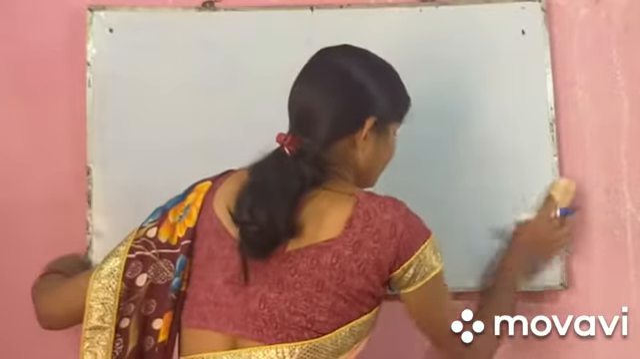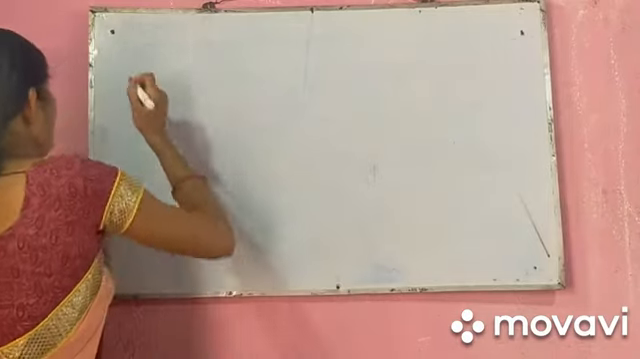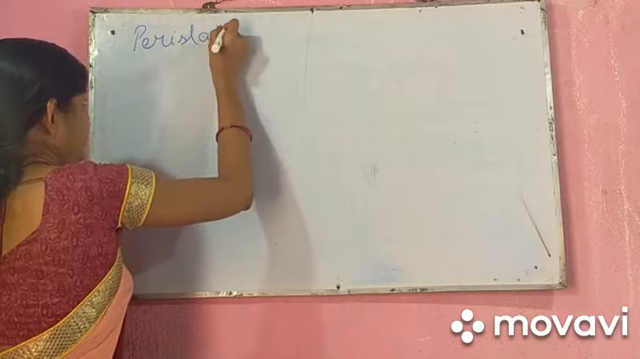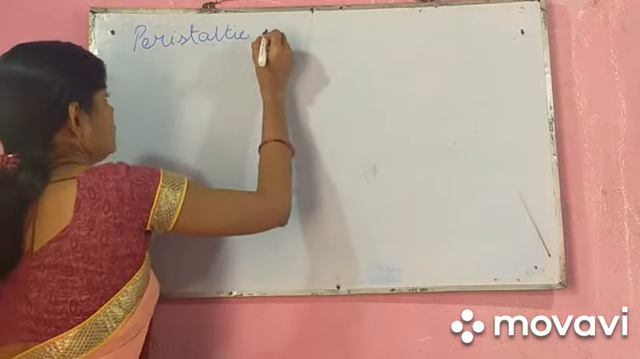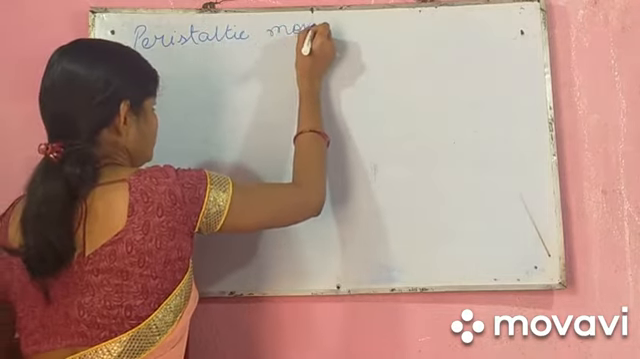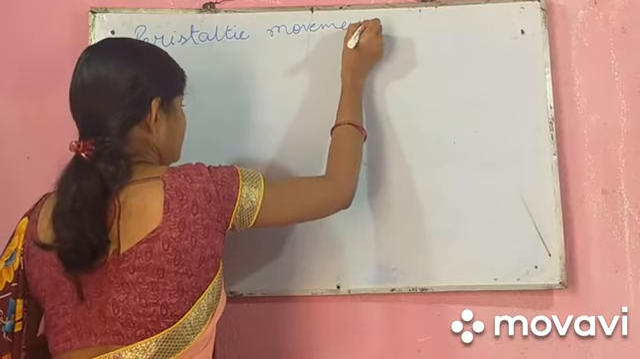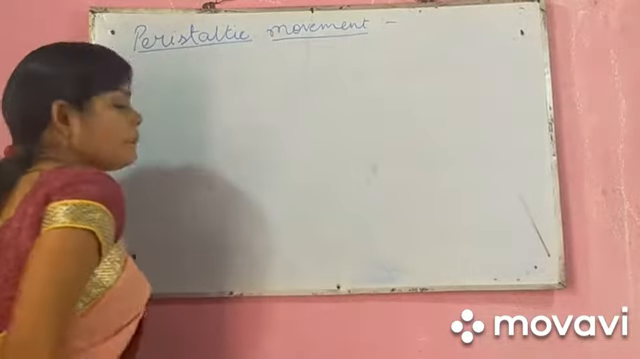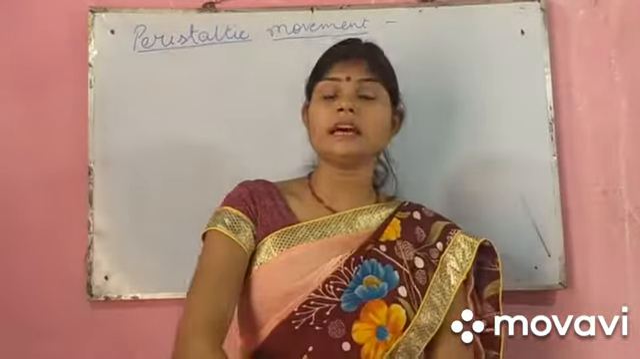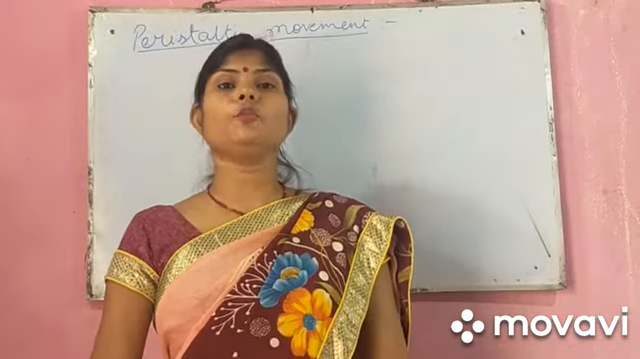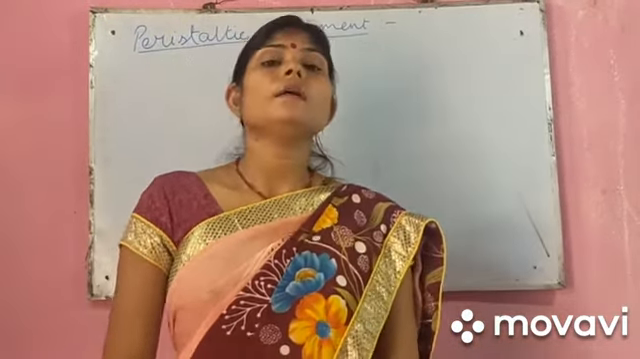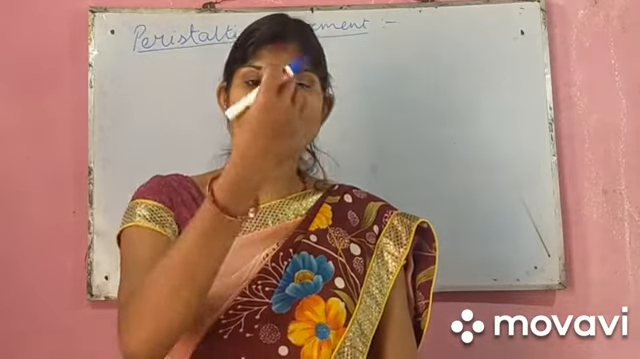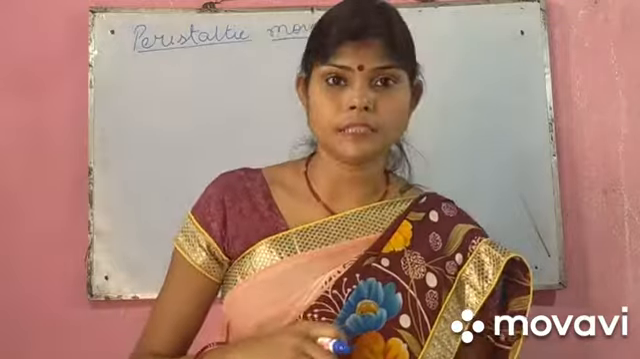Just write down one definition. Peristaltic movement. Peristaltic movement, just understand it. Listen carefully, then you will be able to understand properly. Peristaltic movement is the process of passage of food in your gut.